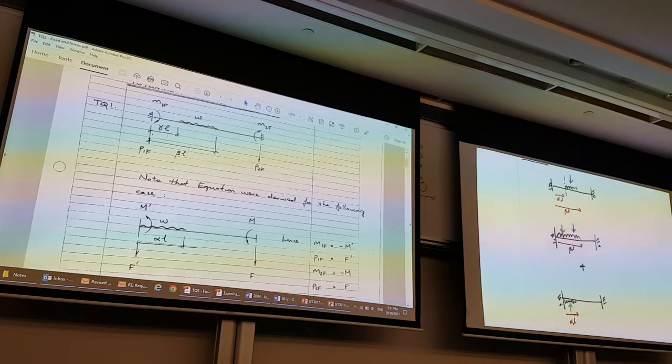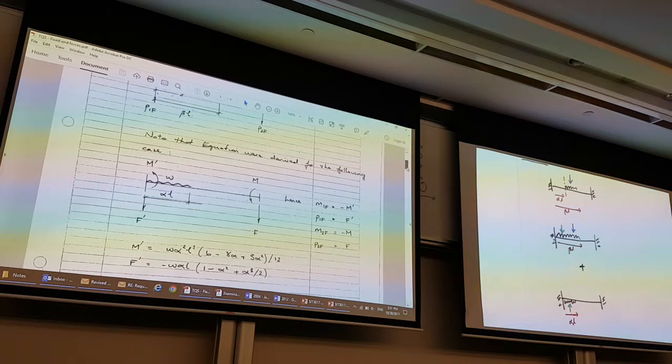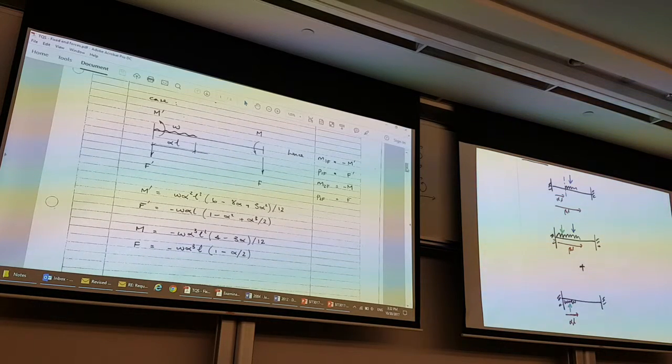Looking at this particular formula, they want you to determine M1F, M2F, P1F, and P2F. The conventions are all shown, and so you have to derive all these things. So how are you able to do it? Note the equation will derive from the following case, where this case has all the four formulas, M prime, F prime, M, and F. But that doesn't look like what the problem is given.